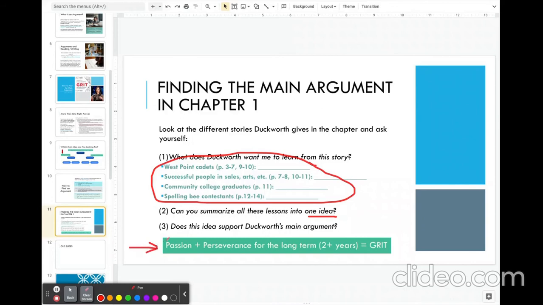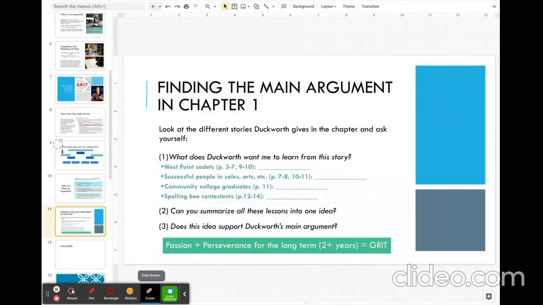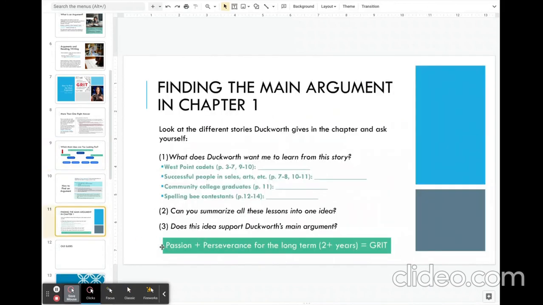So how does the main idea of the chapter that we were talking about right here relate to the book? And that's what I'm getting at with this third question, is you should be able to explain, all right, everything that I said here does connect back to the main idea of the book for this reason.